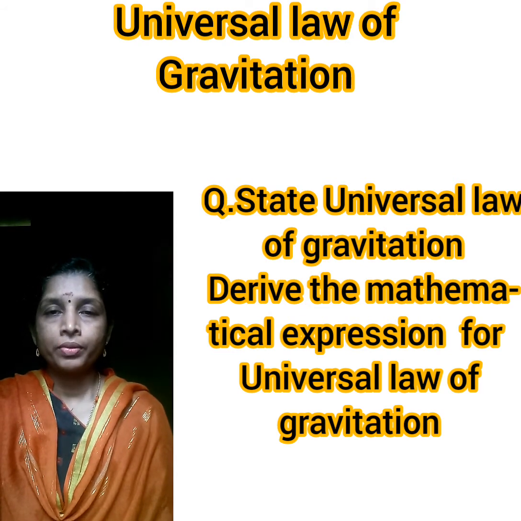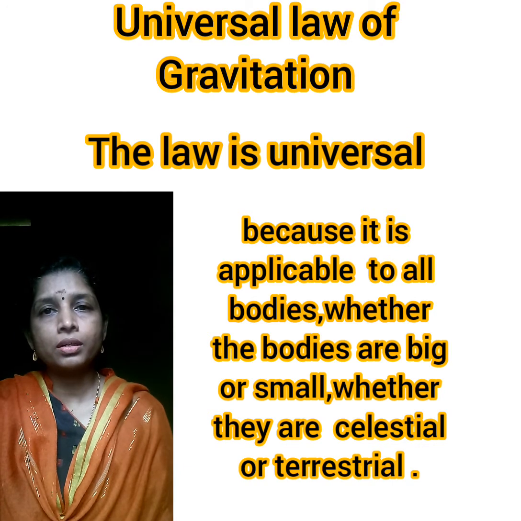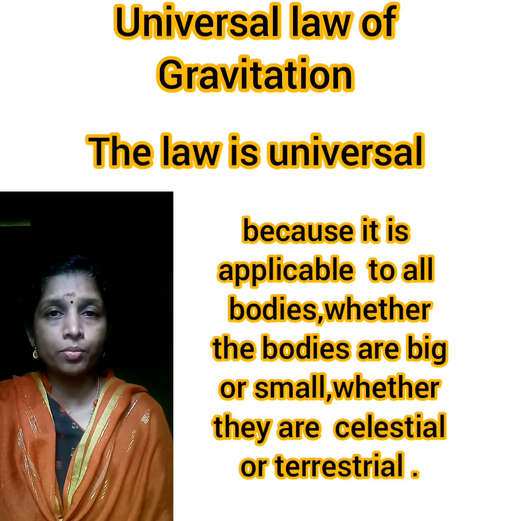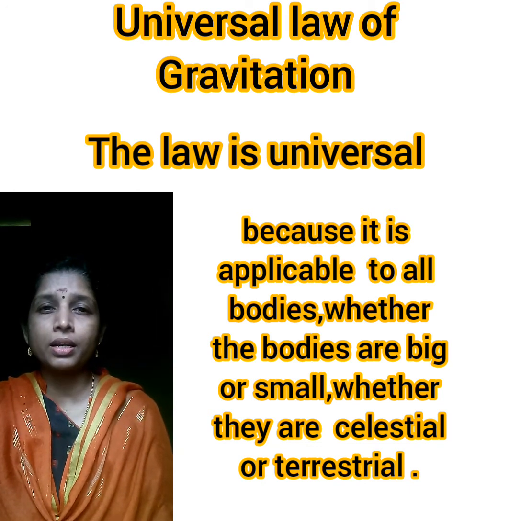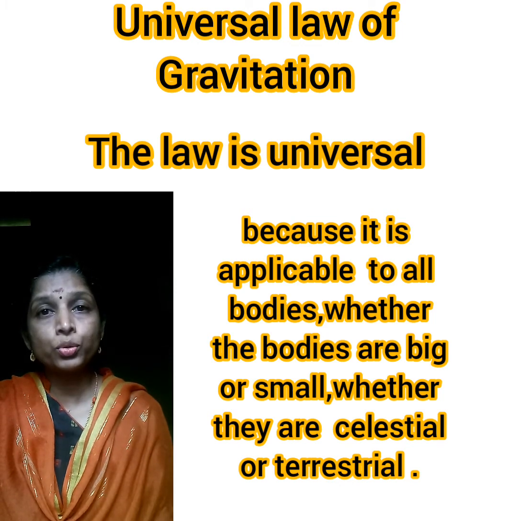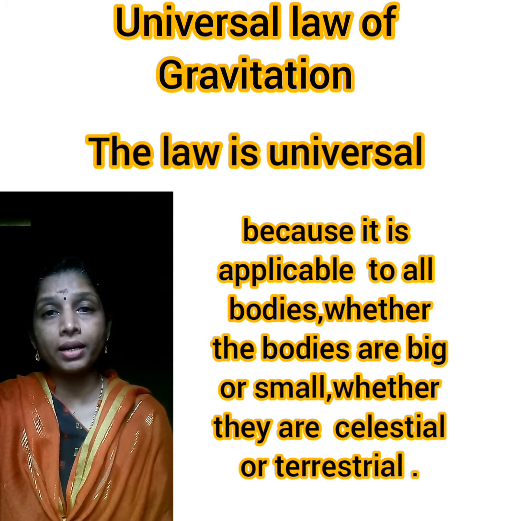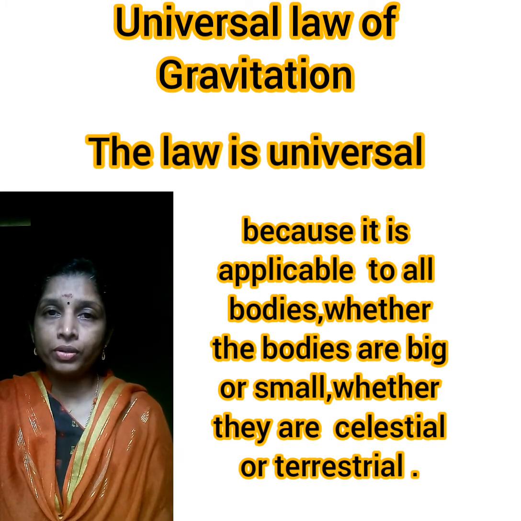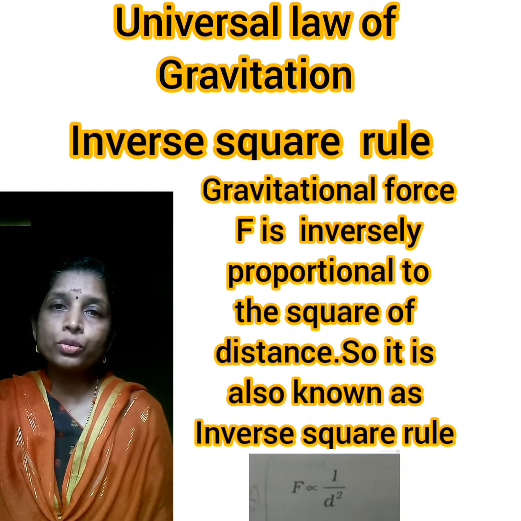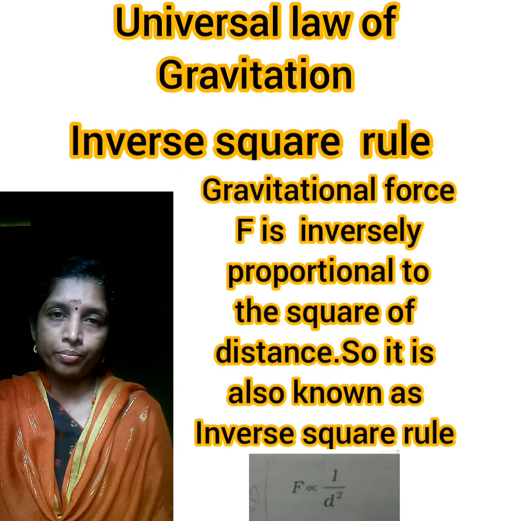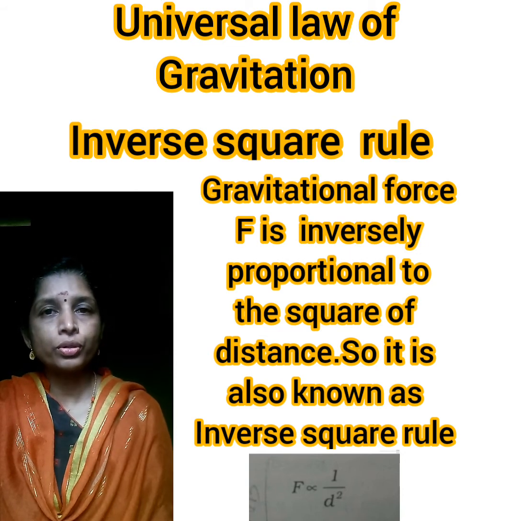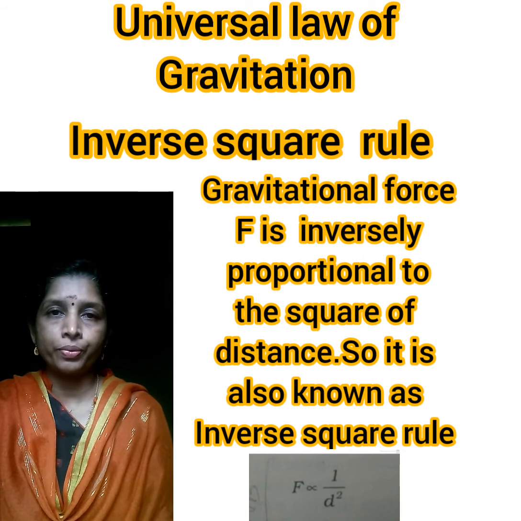It is usually asked. Now this law is universal because it is applicable to all terrestrial and celestial bodies, whether minute particles like atoms or molecules, or bigger objects in the universe like planets, stars, etc. This law is also known as the inverse square rule because F is proportional to 1 by d square.